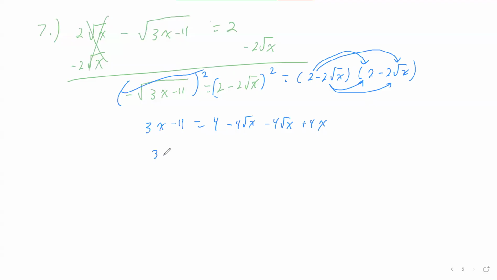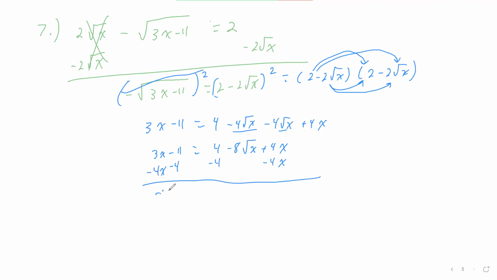Now I'll combine like terms, so 3x minus 11 equals 4 minus 8 square roots of x, because I combine these two, plus 4x. Now I want to isolate this square root. So I'm going to subtract 4, subtract 4x.